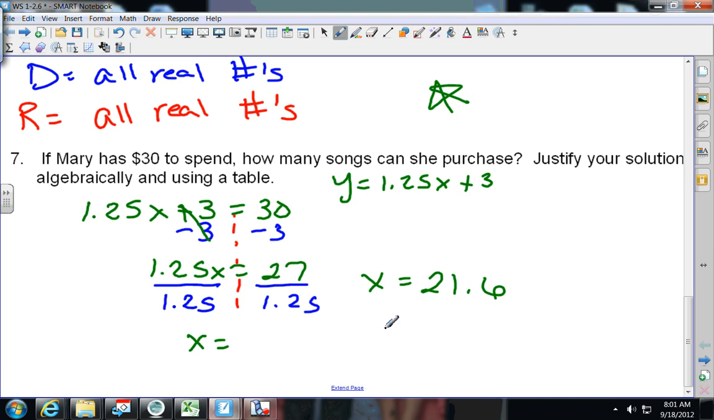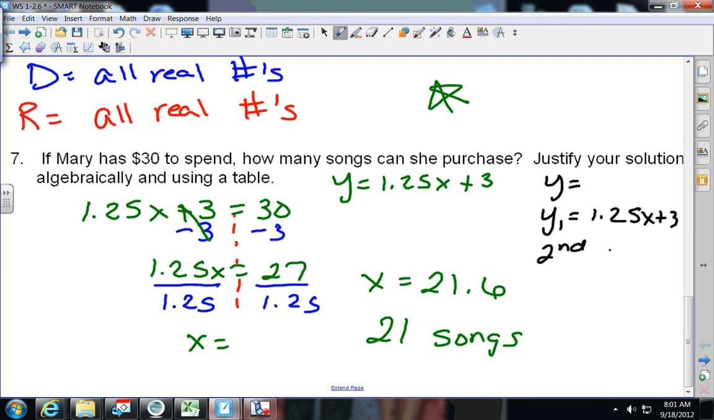Okay, so you can only download 21 songs. What I was trying to show in the calculator was that you can go into y equals and into y1 and put $1.25x plus 3. Press second graph, and you would go through and find where the y was 30.